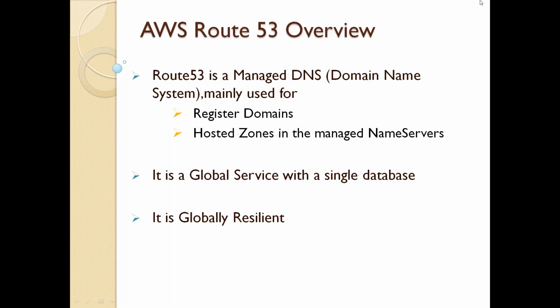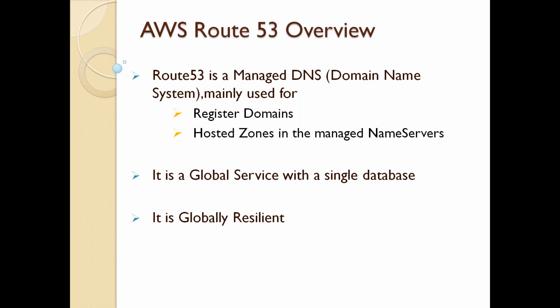So Route 53 is a managed DNS, domain name system, mainly used for two things. You can register domains, you can buy domains, just like GoDaddy, Namecheap, and other things like Google Domains. You can buy domains through AWS also, and you can also create a hosted zone in the managed name servers. So you can create a hosted zone for your registered domain.